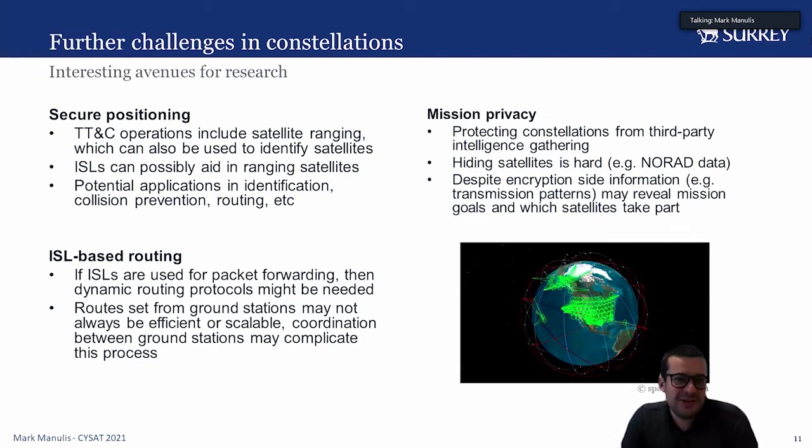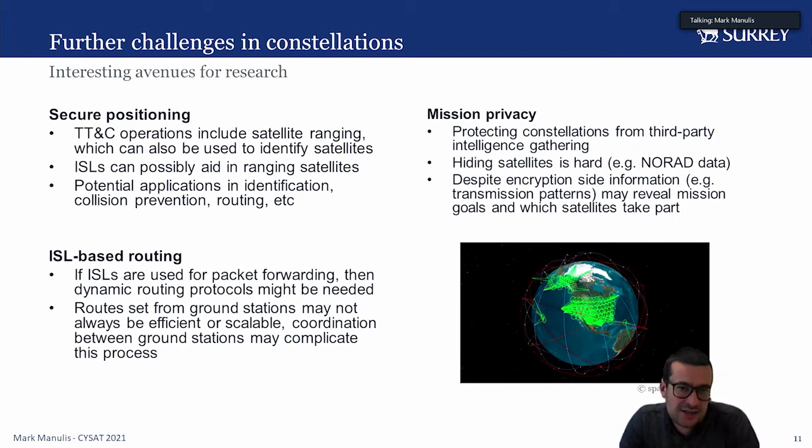First, secure positioning. What is interesting is to look at whether the inter-satellite links can help in ranging satellites. If you have a secure ranging facility, then you can also have a secure positioning facility. And if you have secure positioning, then maybe you can use it to identify and verify the satellite, because the position of the satellite might become an additional authentication factor.